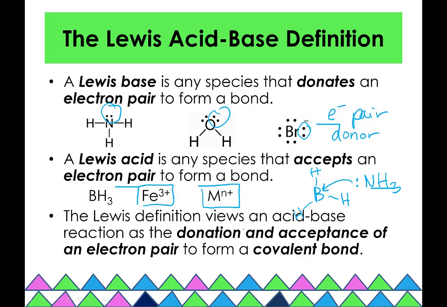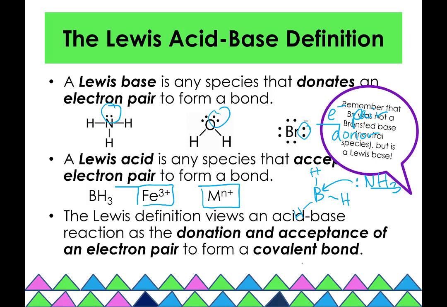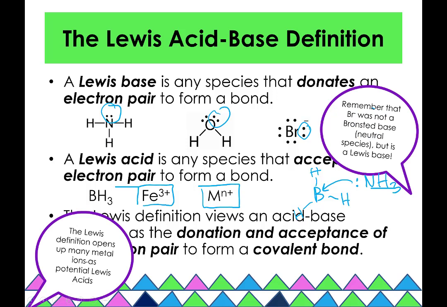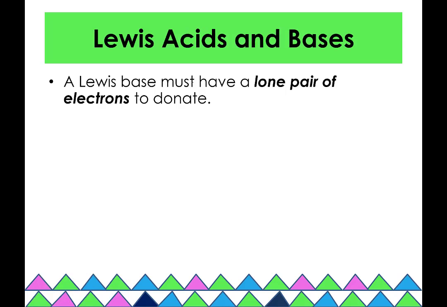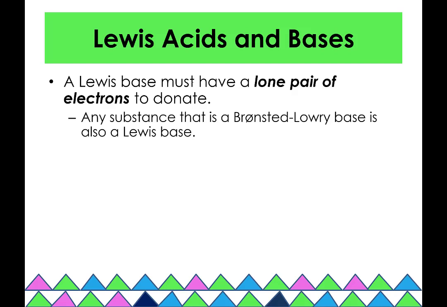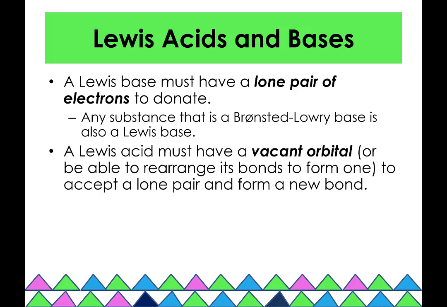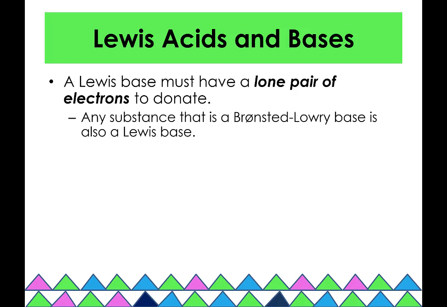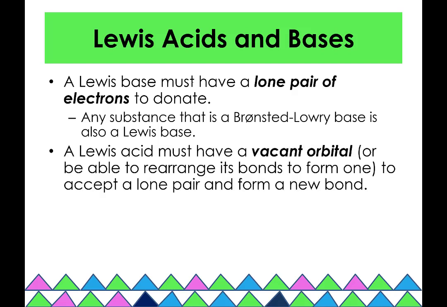So in a Lewis acid-base reaction, you have the donation and acceptance of an electron pair to form a covalent bond. And this is called a coordinate covalent bond. The Lewis definition opens up many metal ions as potential Lewis acids. Okay, a Lewis base must have a lone pair of electrons to donate. And it's also important to understand that any Bronsted-Lowry base is also a Lewis base. So we saw that with ammonia. Ammonia is both a Lewis base and a Bronsted-Lowry base. There are some Lewis bases, such as the bromide example, that we considered neutral in a Bronsted-Lowry fashion.